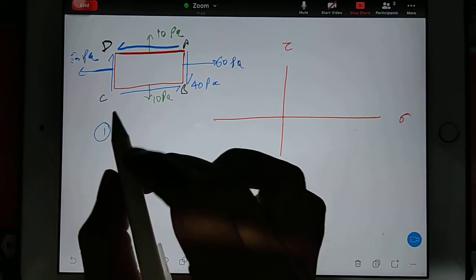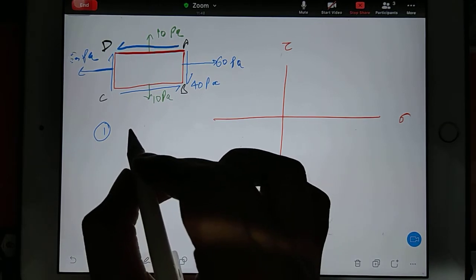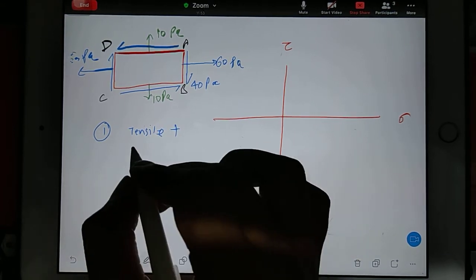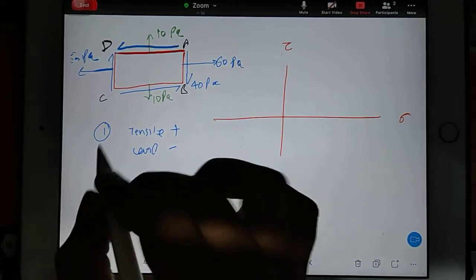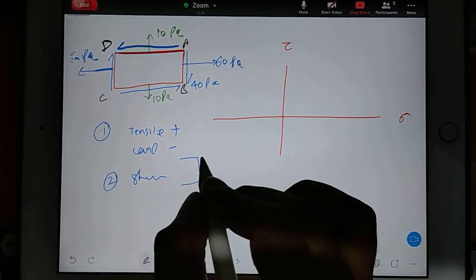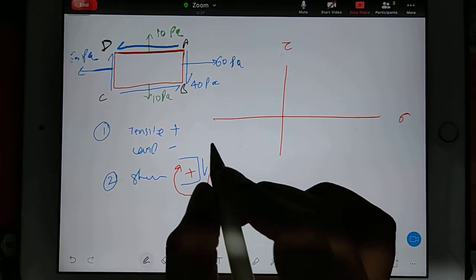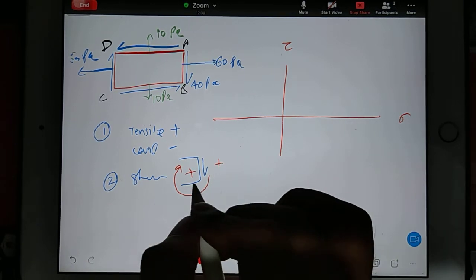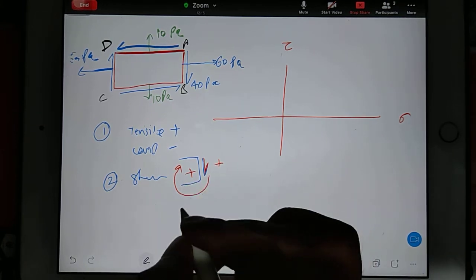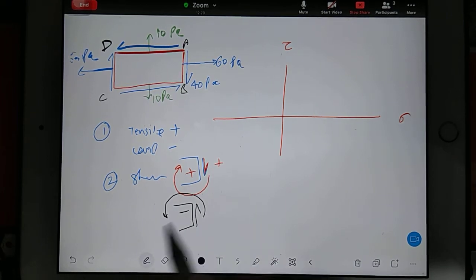Your first rule is, whatever stress is acting, if your stress is tensile, then on the Mohr circle it is going to be positive. If compressive, then it is going to be negative. Second one, what about shear? If the shear is acting like this, then this shear will have a tendency to rotate the block clockwise. So this kind of rotation we will take as positive. I mean, this value of shear stress we will consider positive. But if on the same plane this kind of shear stress is acting, it will have a tendency to rotate like this, anti-clockwise, so negative.